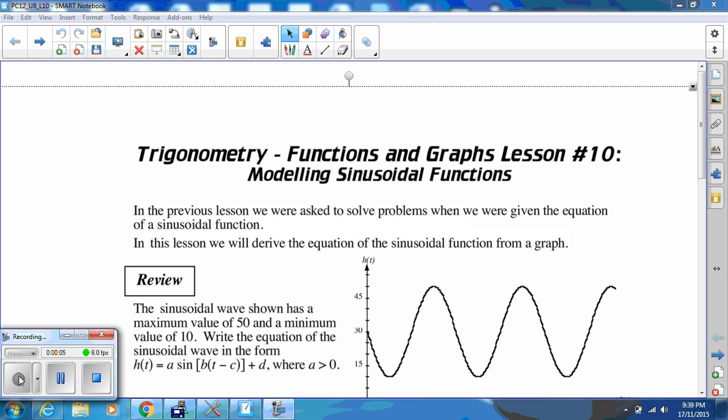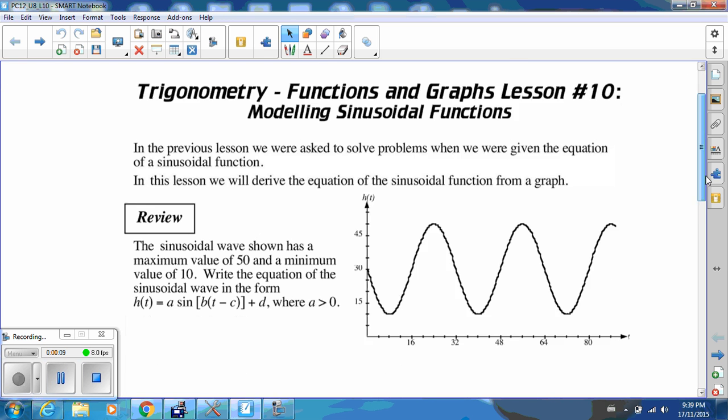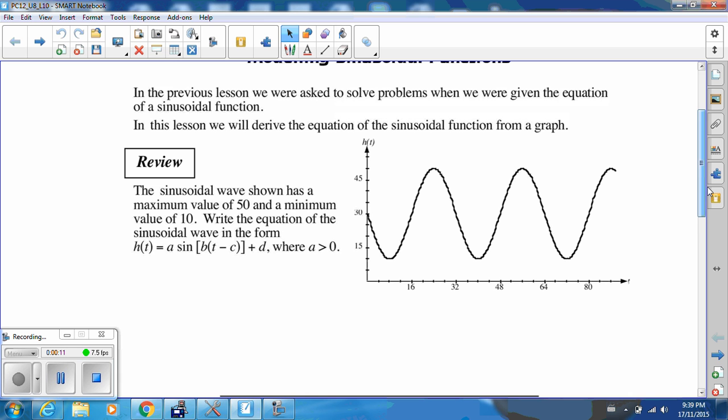Right, so this is lesson 10. This is the one where we're actually modeling a sinusoidal function. So in general here, what we're trying to do is figure out what's the equation. In lesson 8, we did the equation from the graph. This is a little bit different. So let's practice this with the graph.